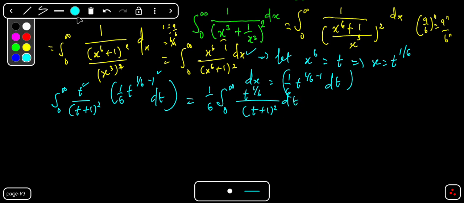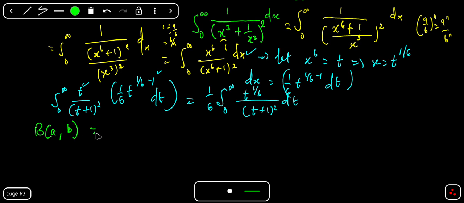Okay, so for us to solve this problem completely, let me quickly remind us of the beta function formula. We have beta of a, b is equal to the integral from 0 to infinity of t raised to the power of a, over (1 plus t) raised to the power of a plus b dt. Okay, this is t raised to the power of a minus 1. Sorry, I forgot to put a minus 1 there. I'm very sorry for that. All right, so that's the definition of the beta function.